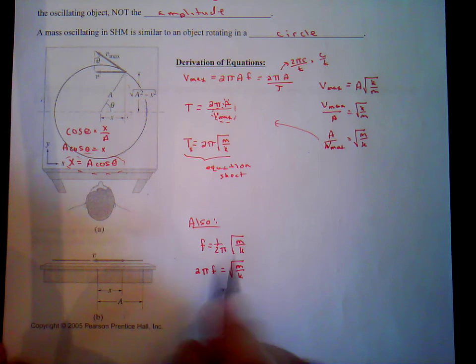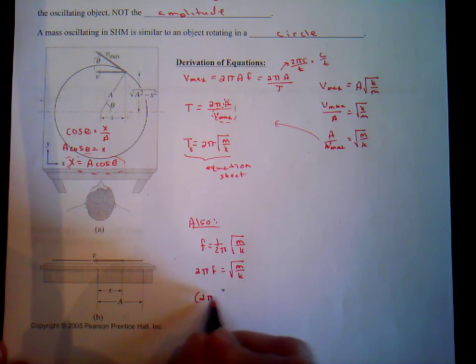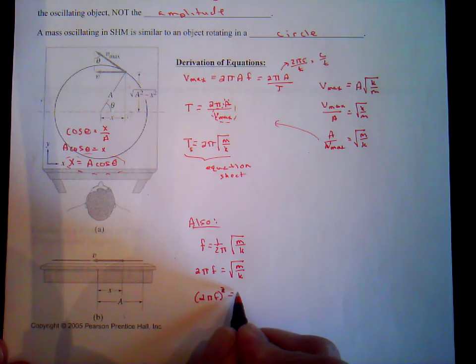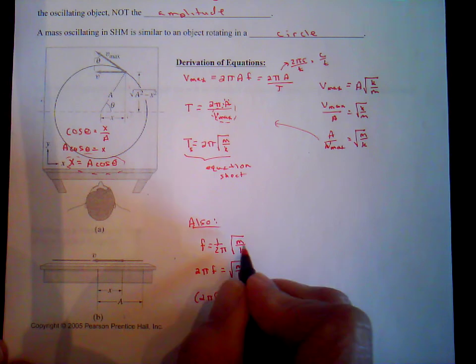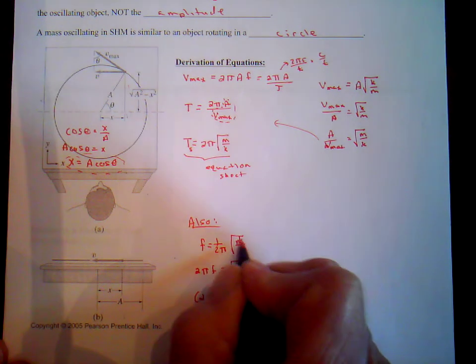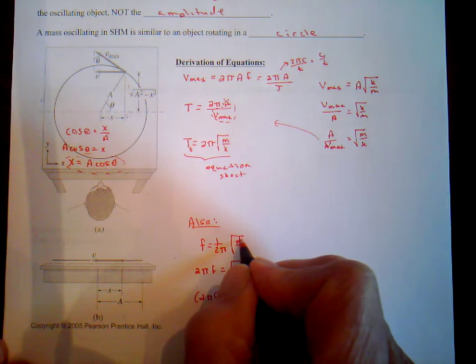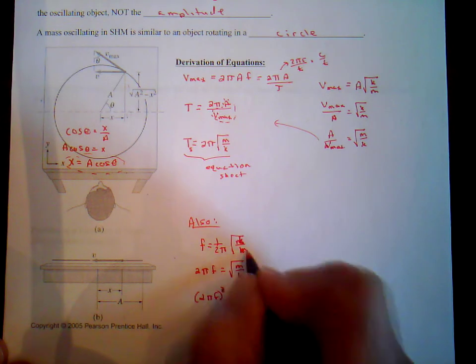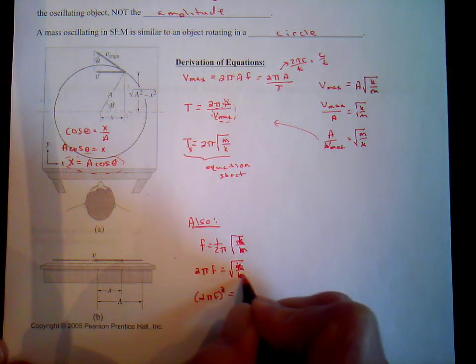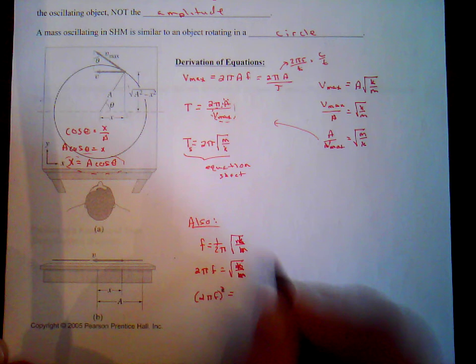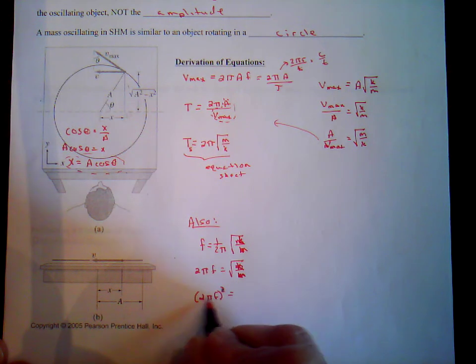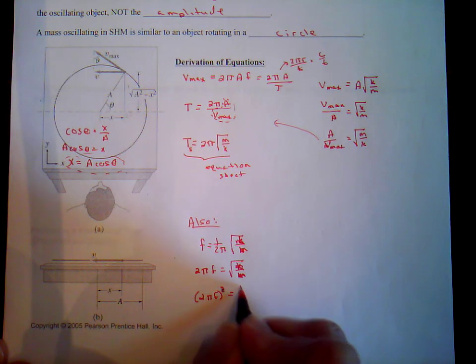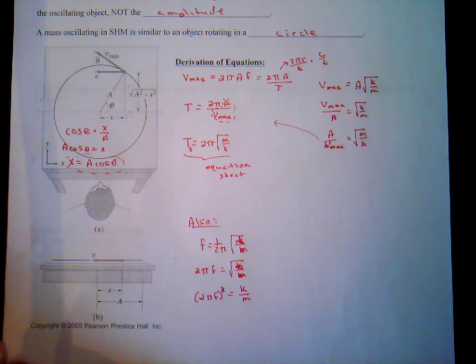I'm going to get rid of the square root. This is going to be 2 pi f all squared is equal to, I'm sorry, I made a mistake, I have to inverse this, this should be k over m. This is k over m, sorry about that. So this is equal to 2 pi f squared equals k over m.